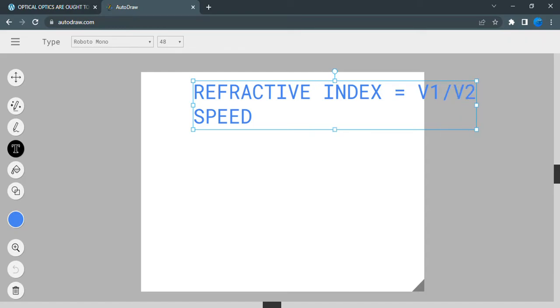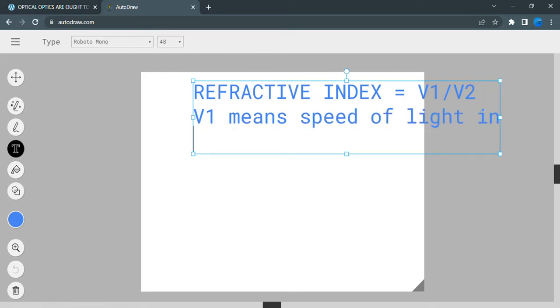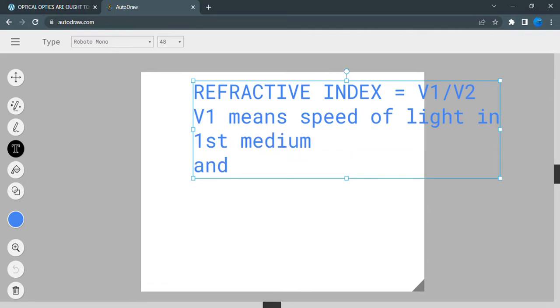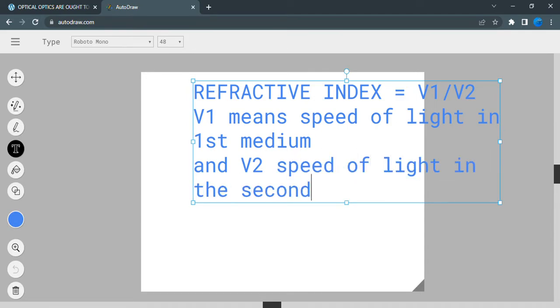Now you may think, what does this V1 and V2 mean? V1 means speed of light in the first medium, and V2 means speed of light in the second medium.